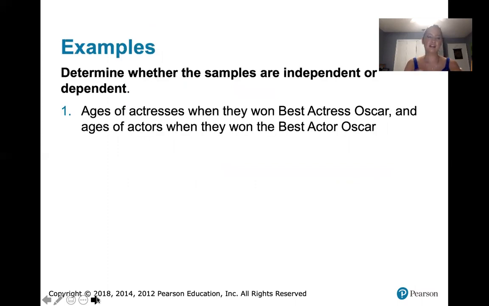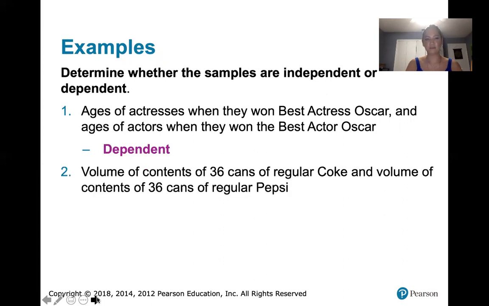So here are two samples. The first sample consists of the ages of actresses when they won the Best Actress Oscar. And the second sample consists of ages of actors when they won the Best Actor Oscar. Now, you might think that these are not naturally linked in any way, but they are naturally linked by the year that they won that Oscar. So you might have a Best Actress for that year and a Best Actor for that year. So there's a natural linking there. So that makes these two samples dependent samples.